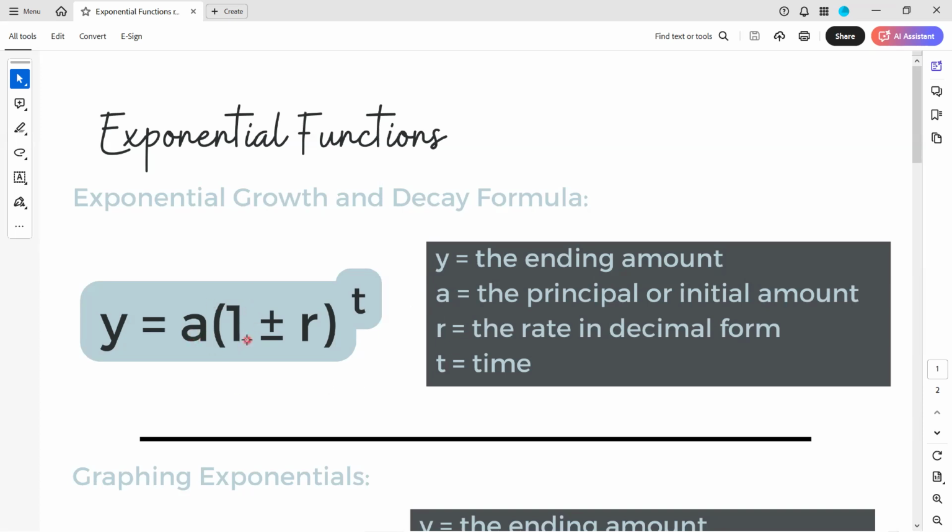The one stays one, and then plus or minus, that looks kind of funny. And it doesn't mean that you're going to use both. You are going to either put a plus or a minus, and it depends on the situation. So if it is something that is going to increase or improve or go up in terms of money or value or whatever it is that you're looking at, then that is going to be a plus sign. It matches what it sounds like.